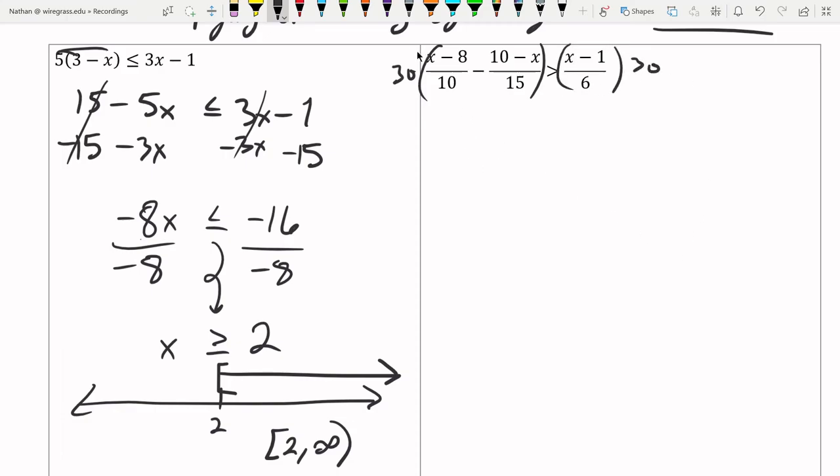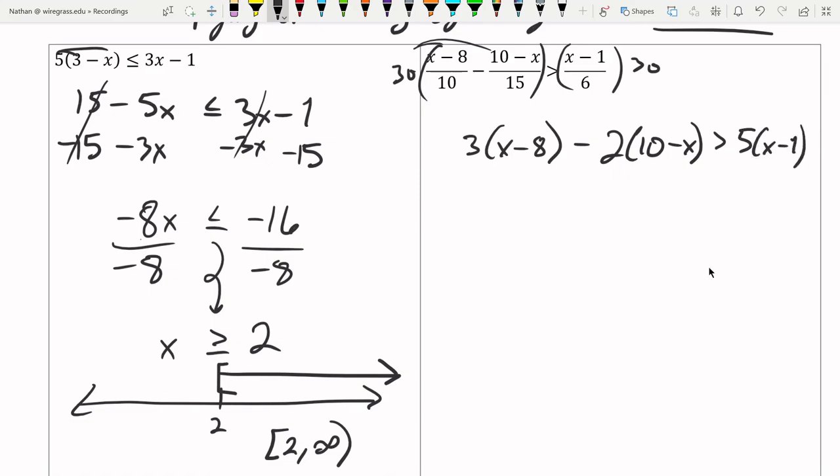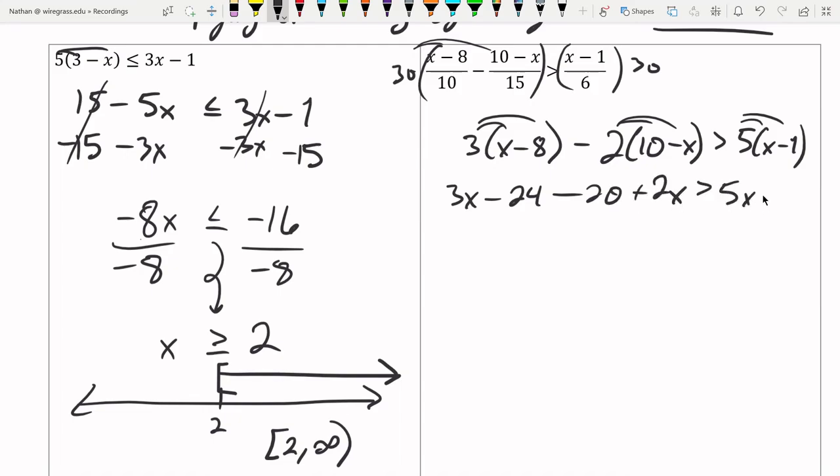That's going to give me, distributing the 30, 30 and 10 reduce to 3, so we get 3 times x minus 8. 30 and 15 reduce to 2, so 2 times 10 minus x. And 30 and 6 reduce to 5, so we get 5 times x minus 1. Let's distribute. 3x minus 24 minus 20 plus 2x, and 5x minus 5.